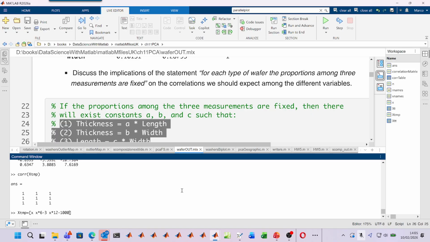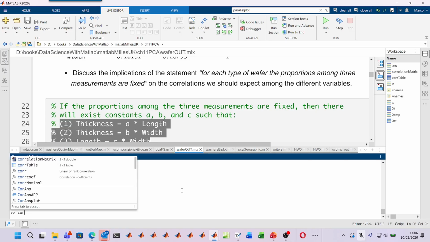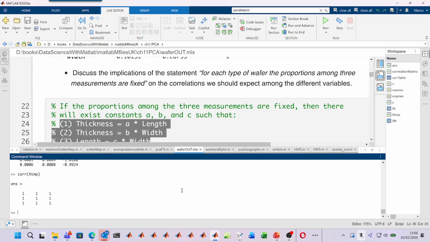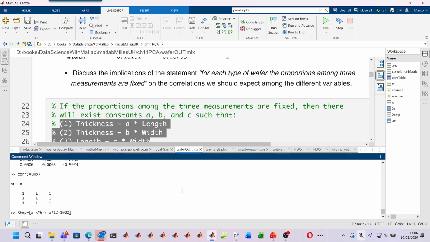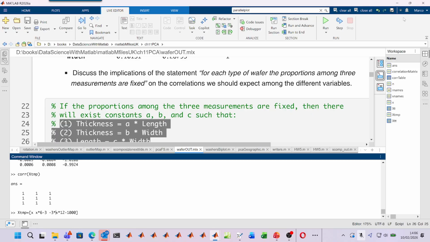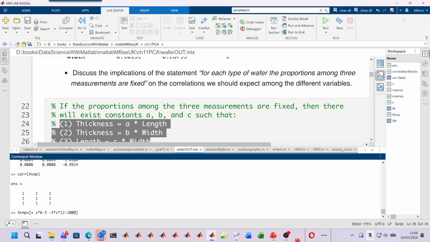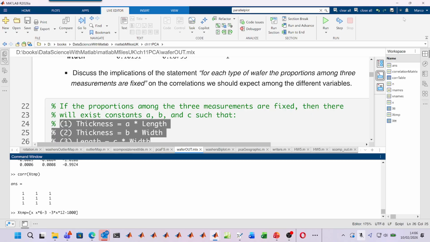If you have something like that, I remove the constant. Nothing changes. Nothing changes. Core XTMP. Okay. Now, if I multiply it by minus 3, then the correlation is what? Which number? Minus 1. Right. Okay.